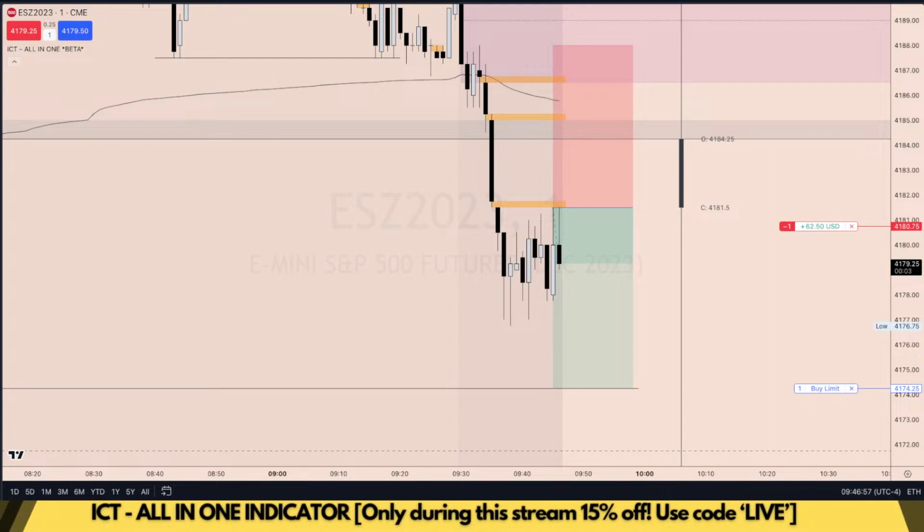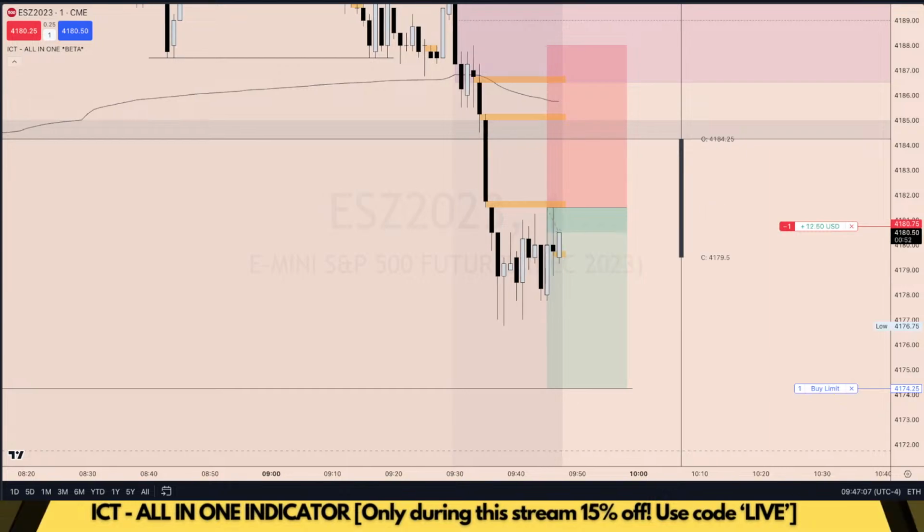And we can see how we react off this unfilled volume imbalance. We open up with a new bearish volume imbalance. That's pretty dope.